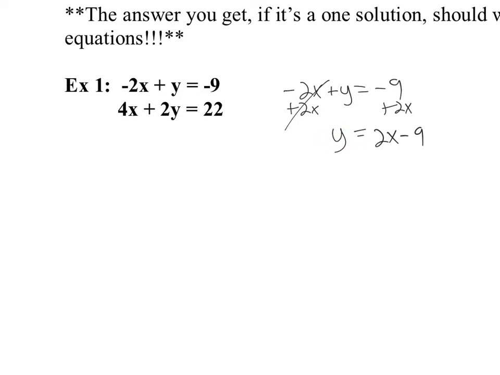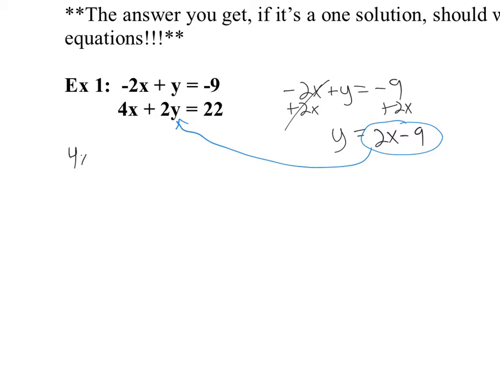So the next step is to perform your substitution. So here you're going to take that expression that y is equal to, and you're going to substitute it into the opposite equation. All right, so we're just going to plug in the 2x minus 9 in place of y.